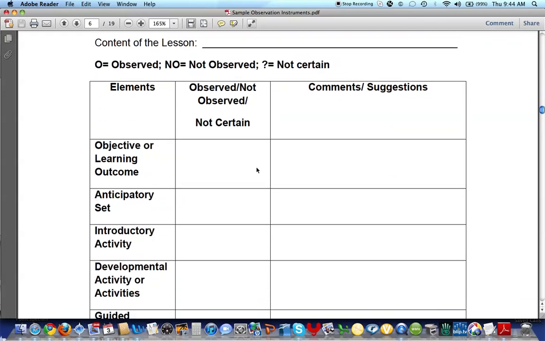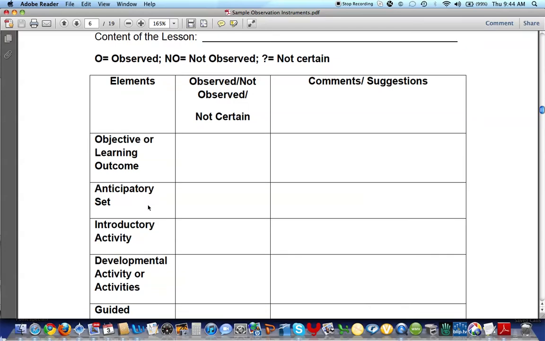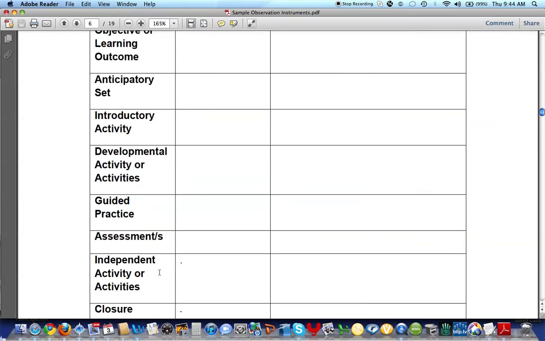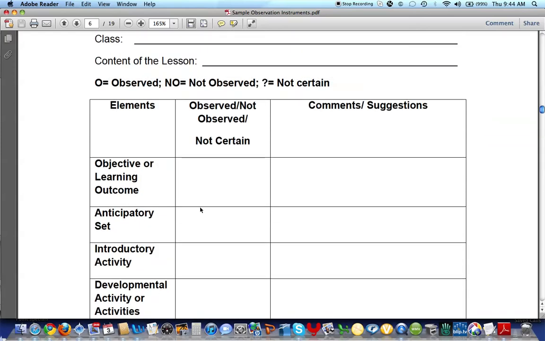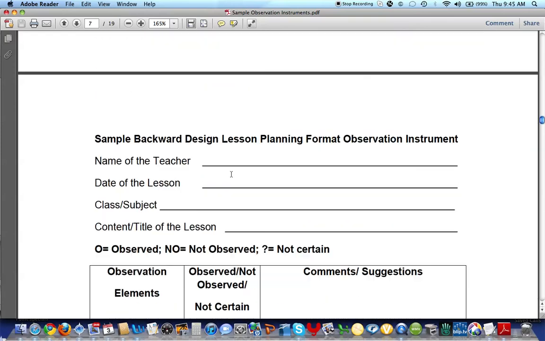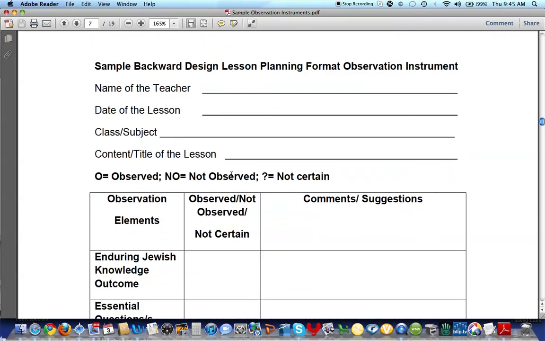And what you have are the elements of a lesson: the objective, anticipatory set, introductory activity, developmental activities, guided practice, assessment, independent activities, and closure. And notice what you do. You simply record O, NO, or a question mark if you had seen or observed or did not observe the teacher identifying the lesson outcome, the anticipatory set, and you can write in comments over here with regard to what your indicator is.